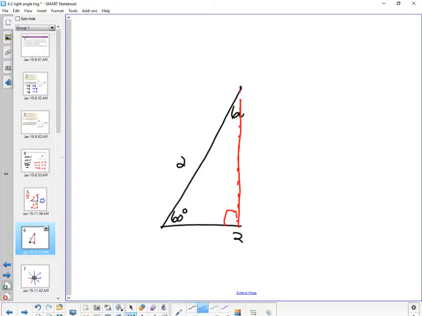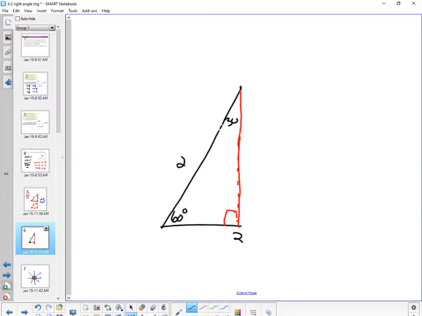Okay? But that's done some stuff to my angles as well, right? This 60 up there is no longer 60. It got cut in half. Now it's a 30. So that's 30 degrees. So now this is 30.